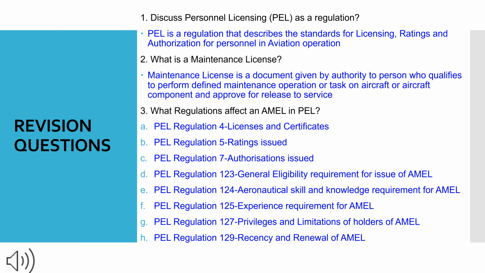After completing the general discussion, let us now review some questions under the Civil Aviation Personnel Licensing Regulations and its amendments. The first question is: discuss personnel licensing as a regulation. Personnel licensing is a regulation that describes the standards for licensing, ratings, and authorization for personnel in aviation operations to ensure safety and competency.